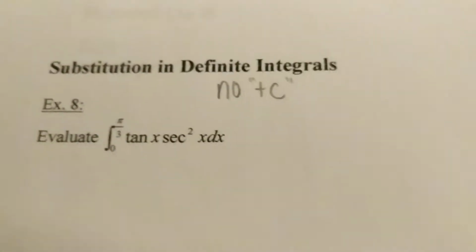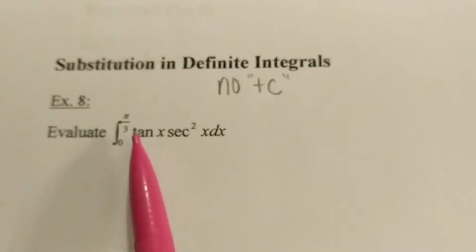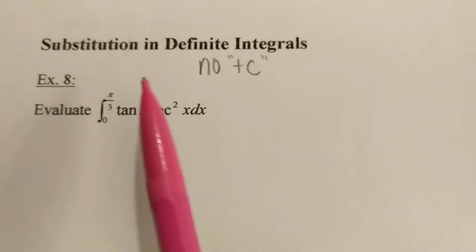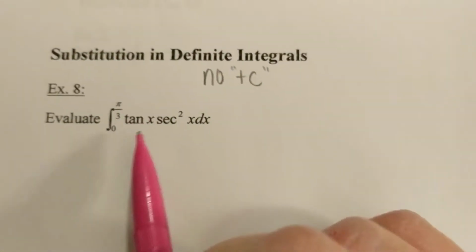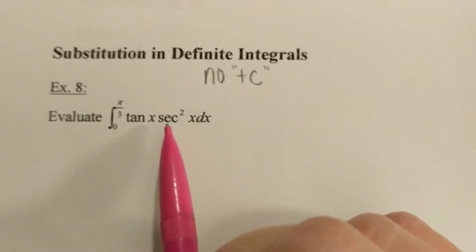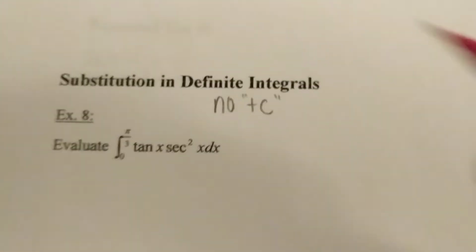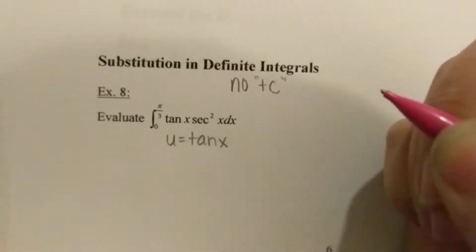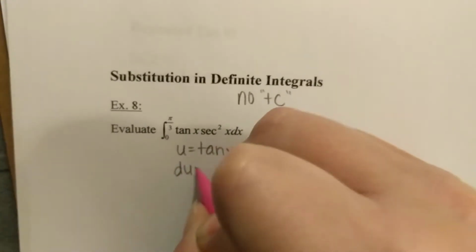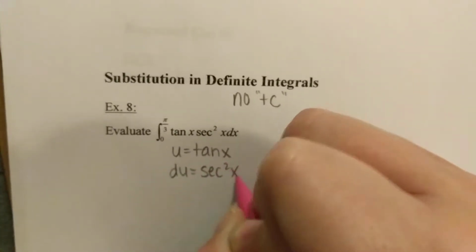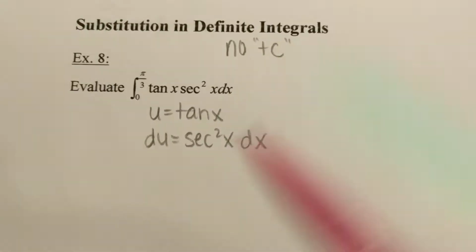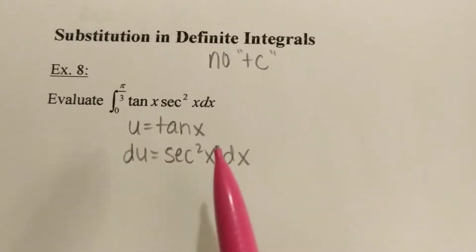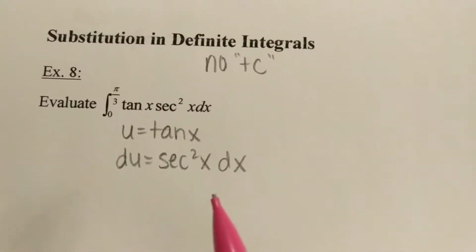So this one is a classic substitution because you can see a function and its derivative inside of this particular integrand. I've got tangent of x, and the derivative of tangent of x is secant squared x. So here we see u is tangent of x, and du is secant squared x dx. Notice I just moved the dx over already. I don't have any manipulation to do here. It's just a straight integration.